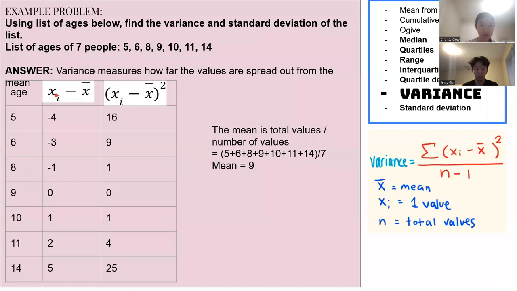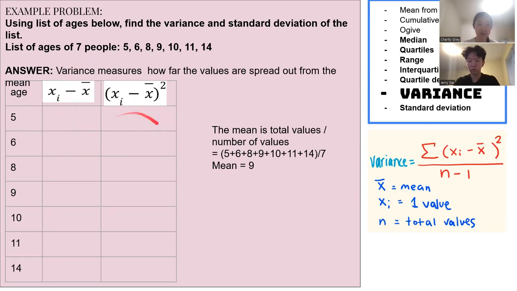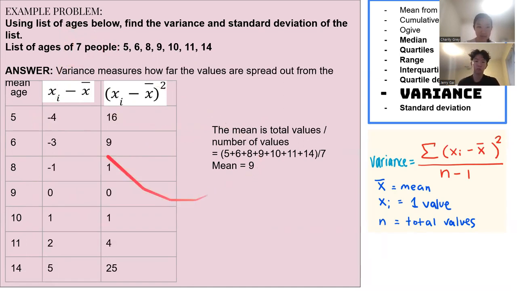So first, using xi as one value, which is the age, we will calculate the mean first because we will be using it in our solution. So we add all the ages here: 5 plus 6 plus 8 plus 9 plus 10 plus 11 plus 14, and then we divide by the number of numbers, which is 7, and then we get 9. Then we take each of these values, one value, 5 minus the mean, and we get negative 4.